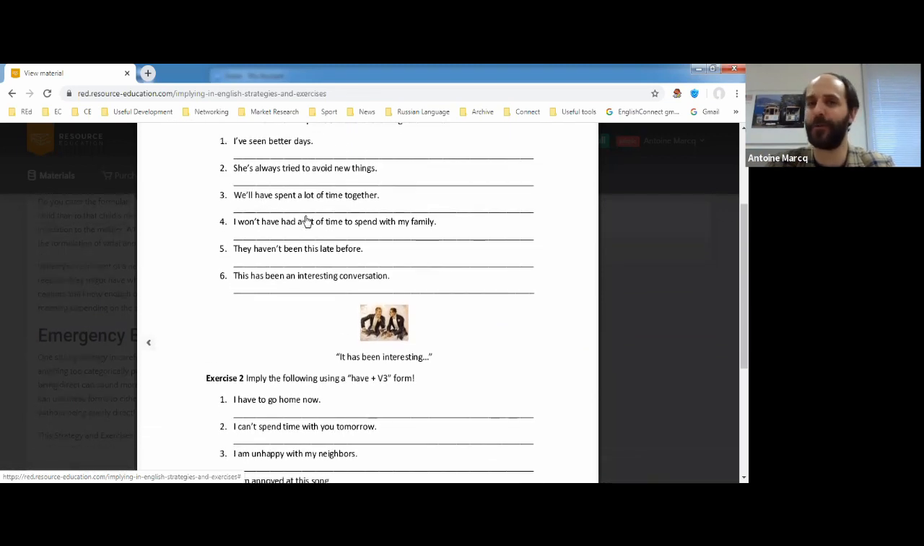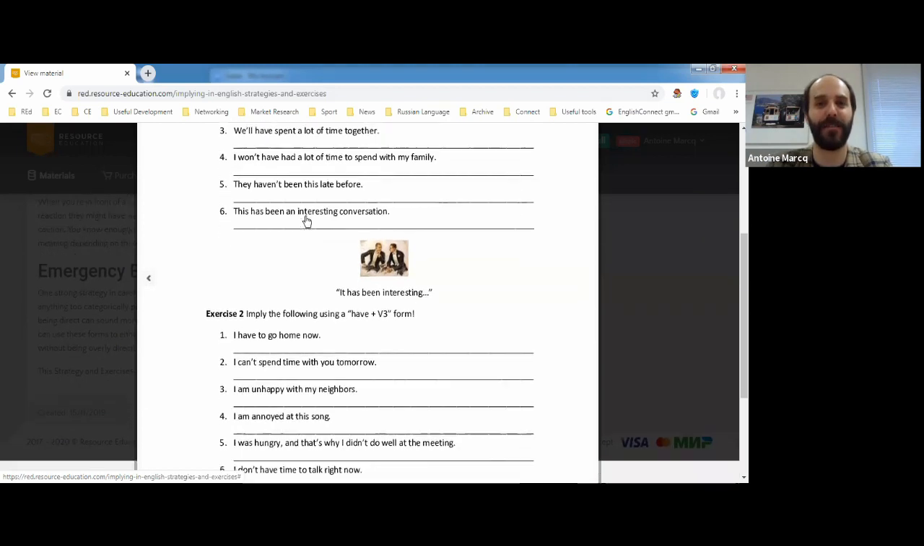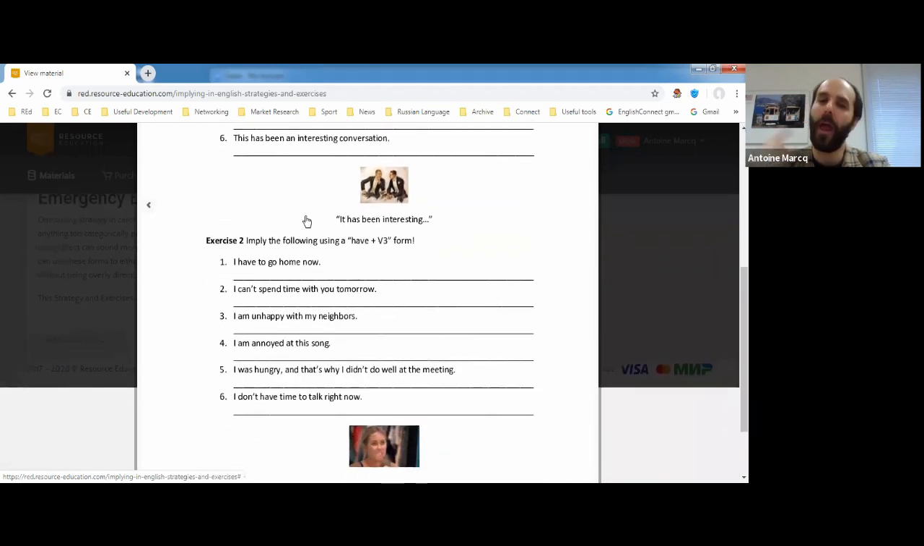So start with exercise 1, where students play and think about the different implications possible with these statements. And then exercise 2, here they have to produce the have plus V3 form. You want to get them to imply the following using a have plus V3 form.